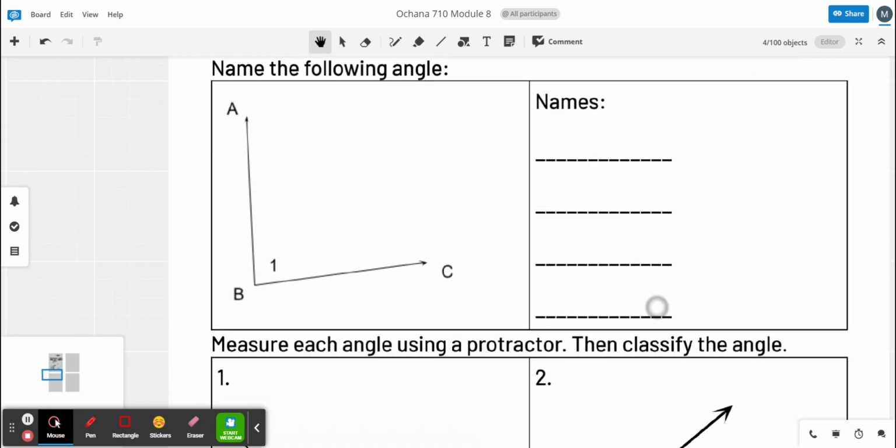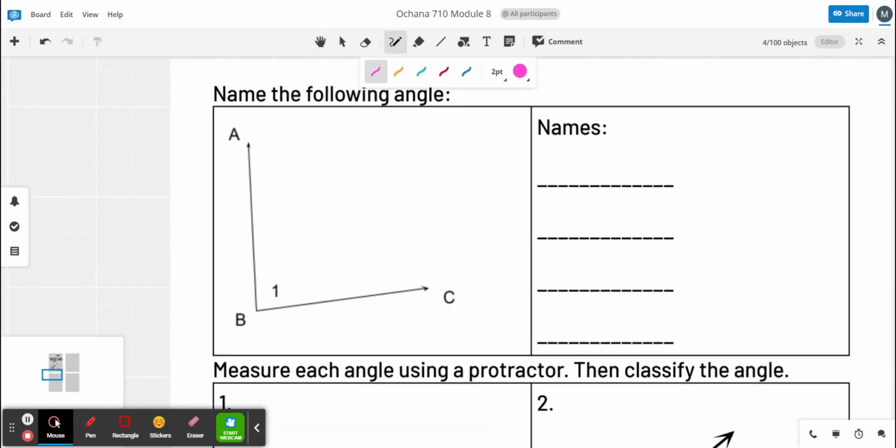Scrolling on over here, you guys are turning your pages over at this point. Okay. We're going to name the following angle. And we do this by using the letters right here. Now your middle letter should always be your vertex. So in this case, that's going to be B. It is the point where the two rays meet.